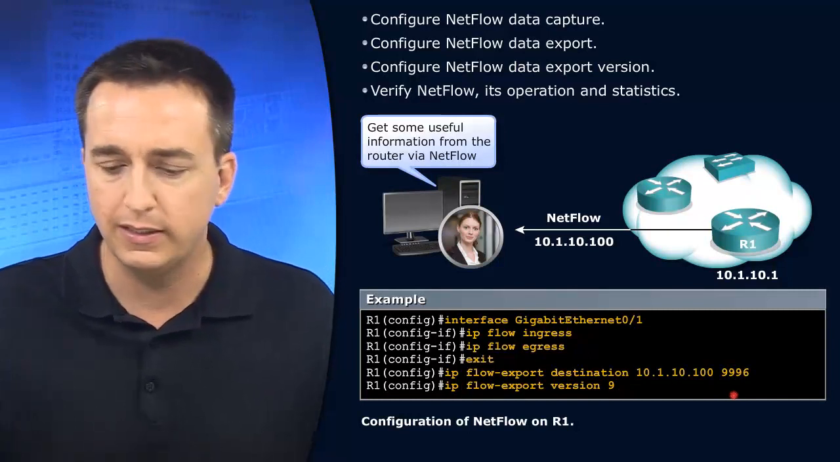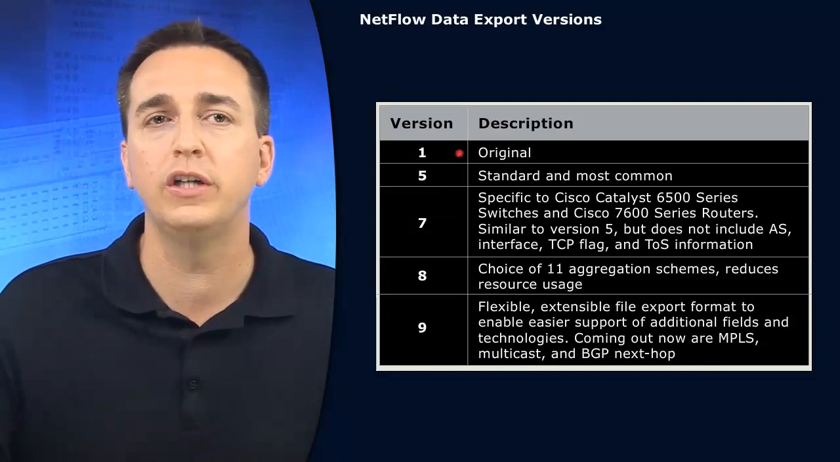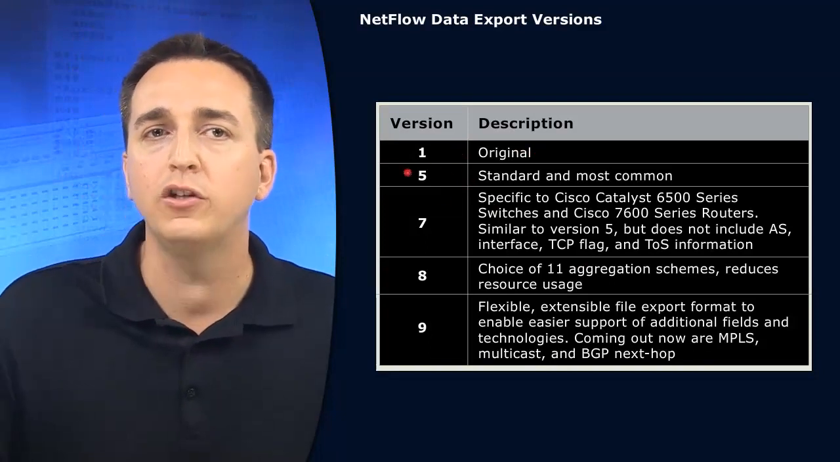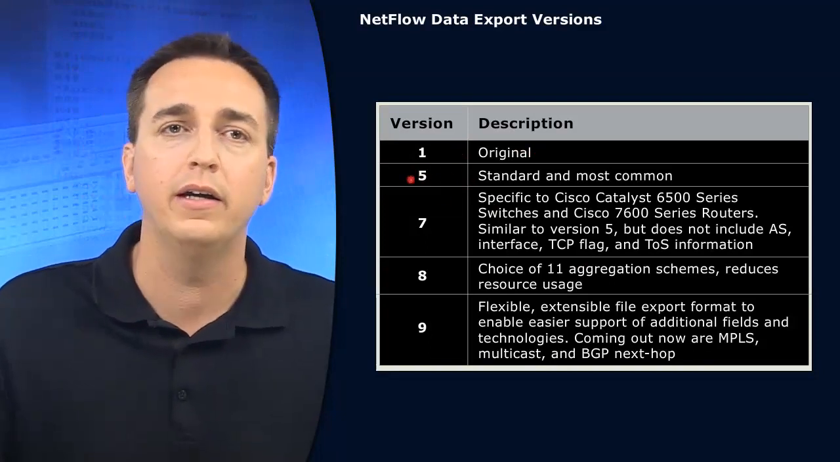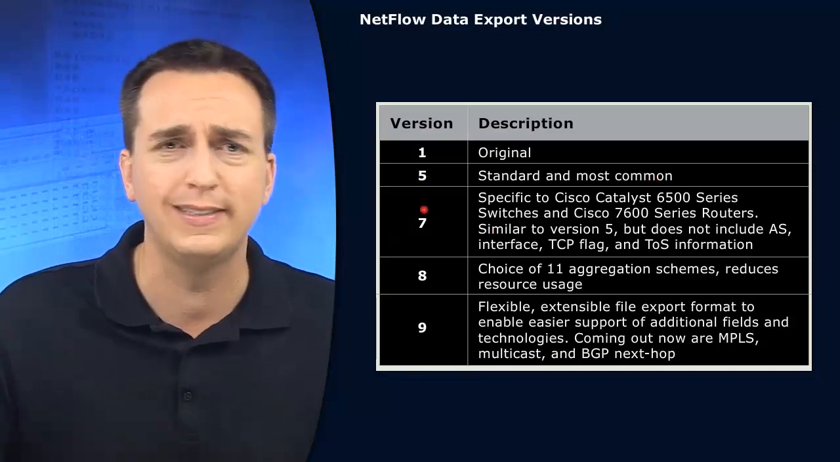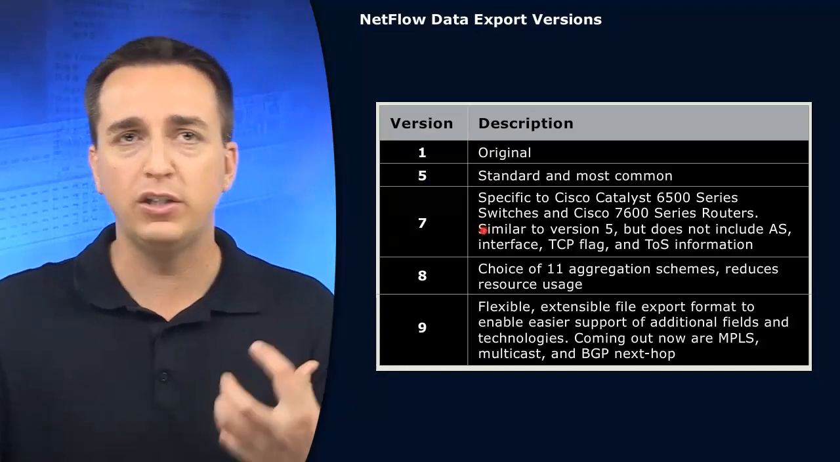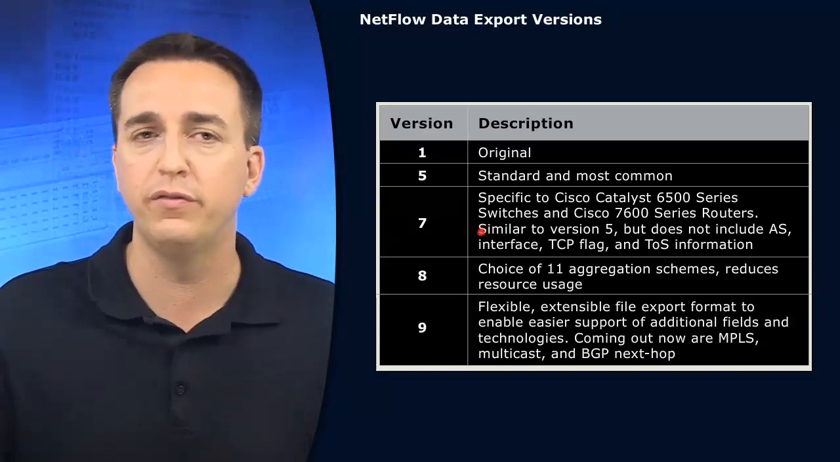So let's look at some of these different version numbers that are available. The original version number was version 1, and version 5 is really the standard that we find implemented, and it is the most common. Some other versions here, 7, 8, and they provide additional features and services based on the message types that are going to be used for the exportation of information.